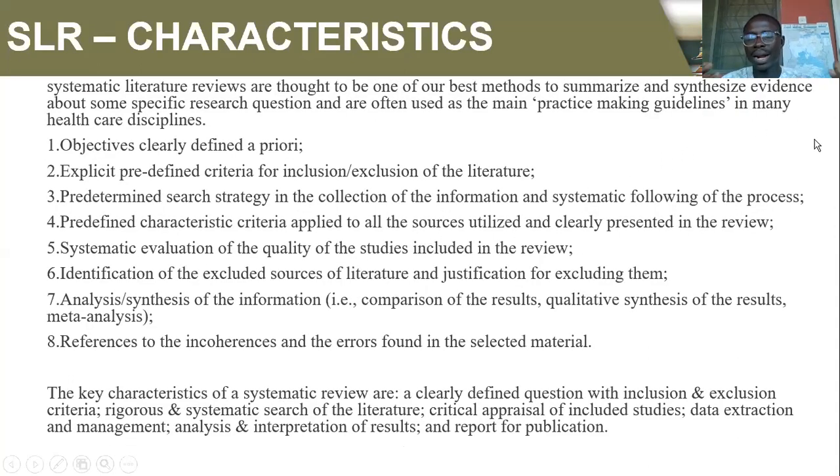So we are looking at some characteristics of systematic literature review. As the author in 2008 clearly stated, the objective or the research question that we are talking about should be clearly defined. Then we should have explicit predefined criteria for inclusion and exclusion of the literature. As we are saying, this is not just the traditional literature review. So you have to clearly state your criteria of inclusion and criteria of exclusion. You have to plan before you start this journey.